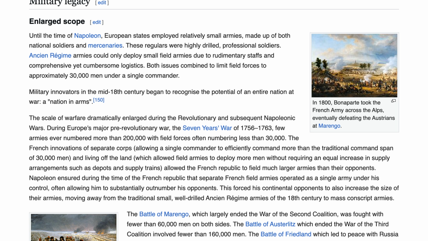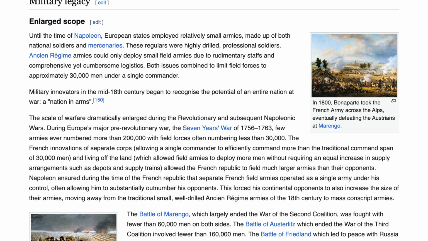Military innovators in the mid-18th century began to recognize the potential of an entire nation at war. Nation in arms, the scale of warfare dramatically enlarged during the Revolutionary and subsequent Napoleonic Wars. During Europe's major pre-revolutionary war, the 7 Years' War of 1756 to 1763, few armies ever numbered more than 200,000, with field forces often numbering less than 30,000.